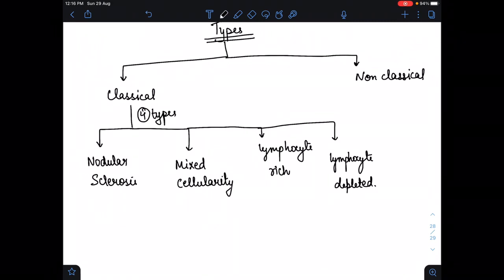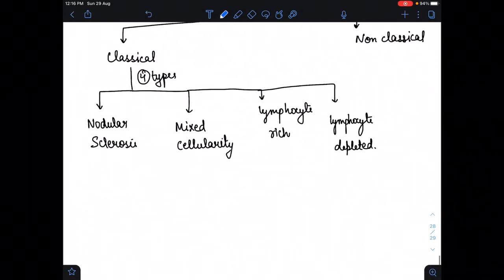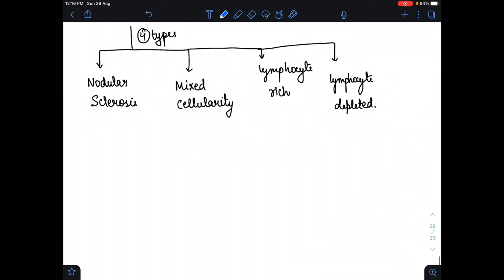So now one point about each Hodgkin lymphoma, which are the most important points, and those were asked in previous year questions. So for the nodular sclerosis, in this we see the lacunar cells. Please remember it, that lacunar cells were seen in the nodular sclerosis.